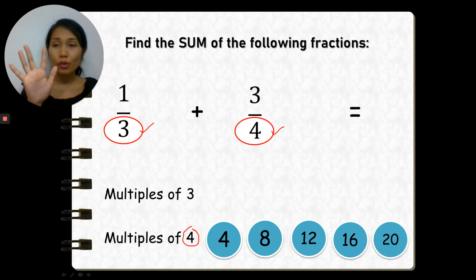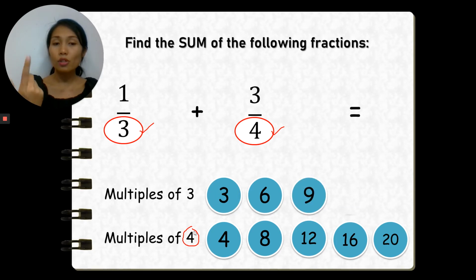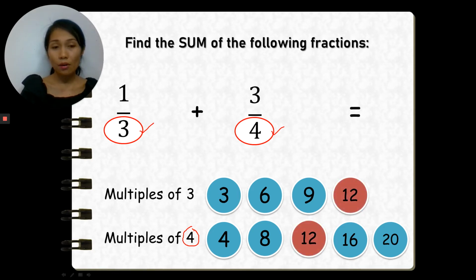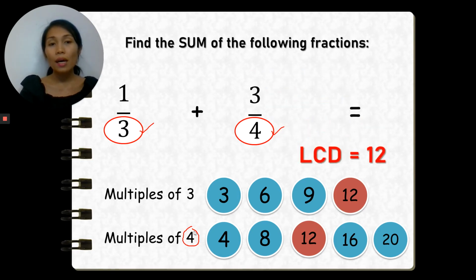Okay, then let's try the other denominator. Let's proceed with 3. Let's start with 3, 6, 9, 12. Did you notice we already have a common multiple in here? But in case there's still no common multiple, then you proceed more until you find one. But in this case, for 3 and 4, we already got 12 as their common multiple. Then that will be the LCD.